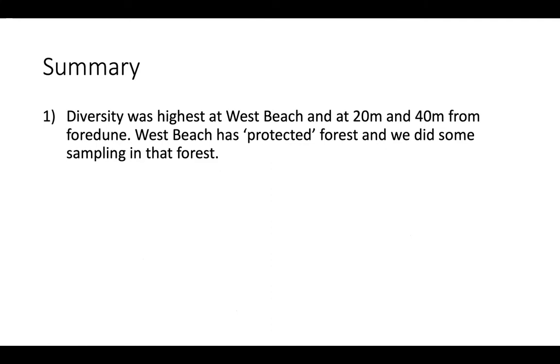Okay, so what's the overall take home from this study? The first is that diversity is highest at West Beach and in the intermediate dune. The reason this is happening is likely that West Beach was the most diverse because it had a protected forest area, and it's one of the only places that we were able to sample in that protected forest area. And so that's an important thing to consider: if we can protect some of the forest associated with the dunes, that may help to increase overall biodiversity on the dunes.